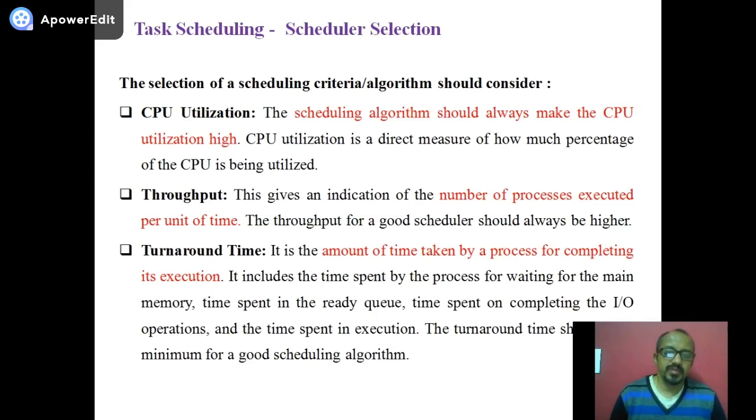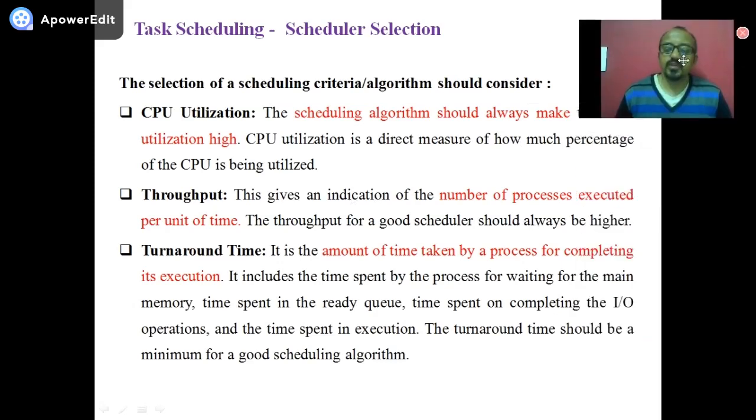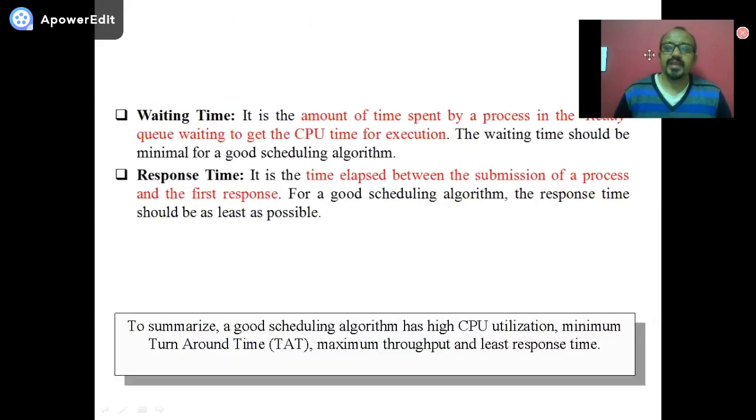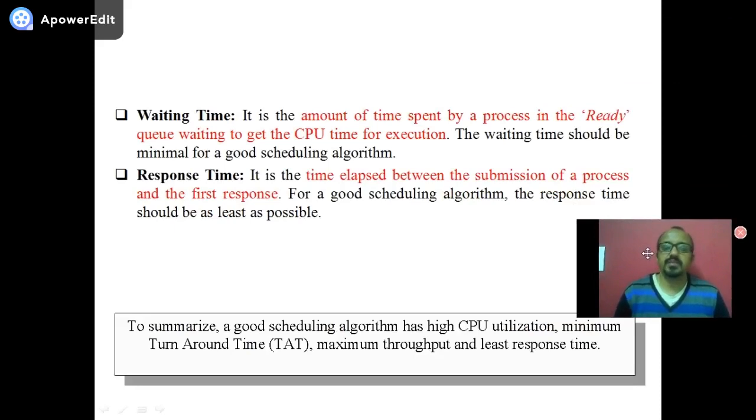What does high throughput mean? The number of processes executed per unit time. Turnaround time is the amount of time taken by a process for completing its execution. Waiting time is the amount of time spent by the process in the ready queue, waiting to get CPU time for its execution. Response time is the time elapsed between the submission or creation of the process and the first response.